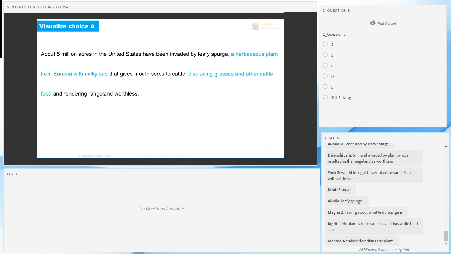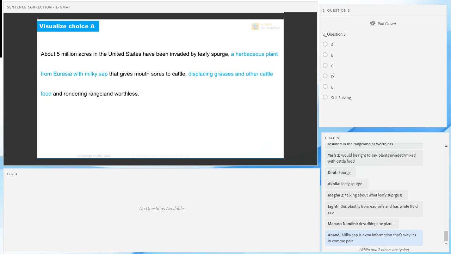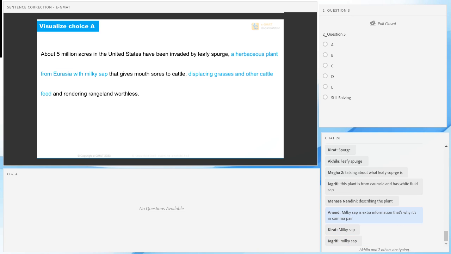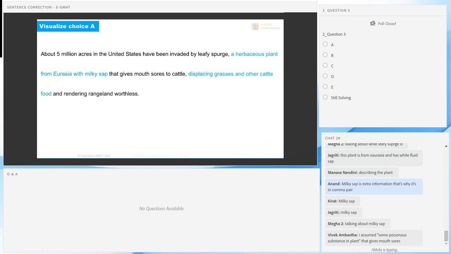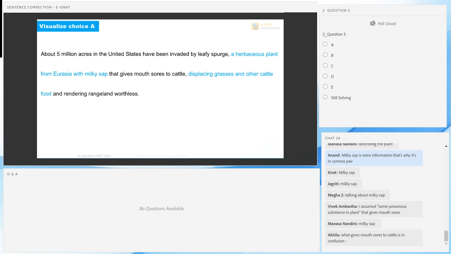Now read the next part in the black font. That gives mouth sores to cattle. So what gives mouth sores? It's the milky sap that is there in the herbaceous plant. Yes, that herbaceous plant gives mouth sores to cattle. Now, in your mind, you already know that this leafy spurge is not a friendly thing. It's something that has attacked. Invasion already has that negative. So you know that this leafy spurge is a villain here. That's the visualization that you have to do, right? So it has attacked, so it's a villain here.